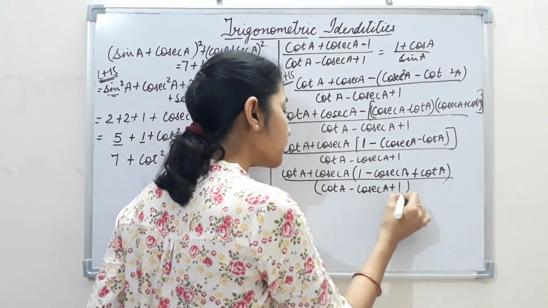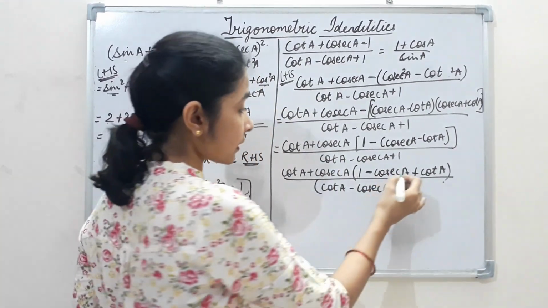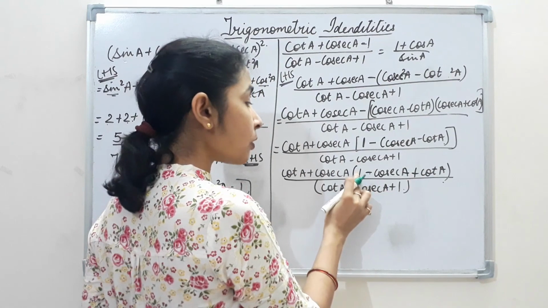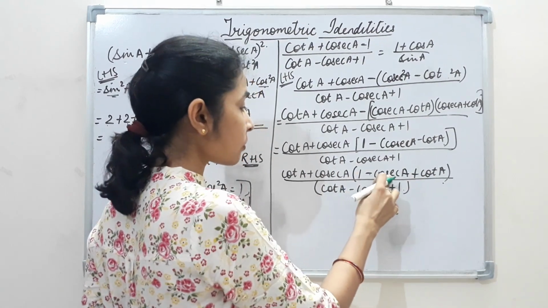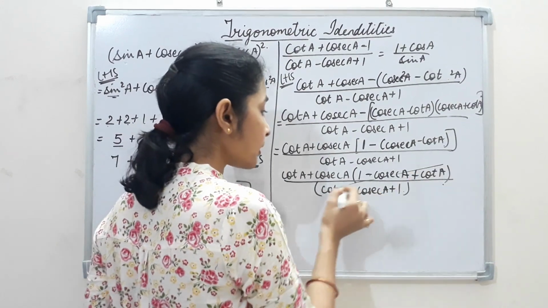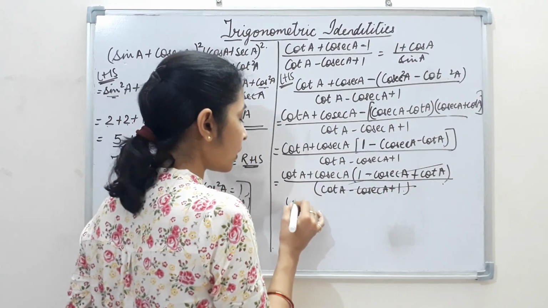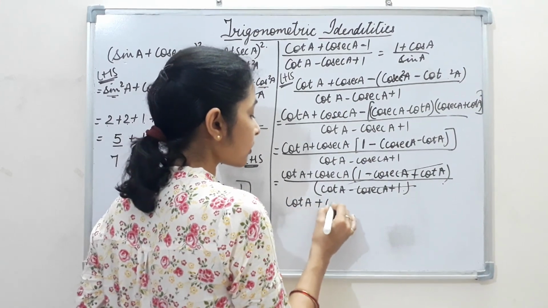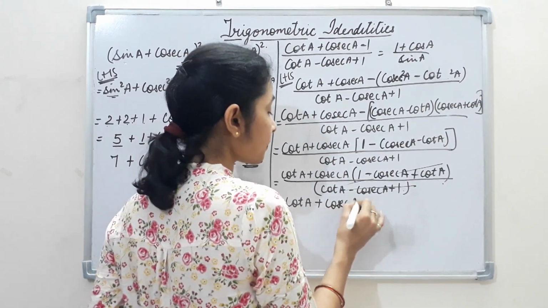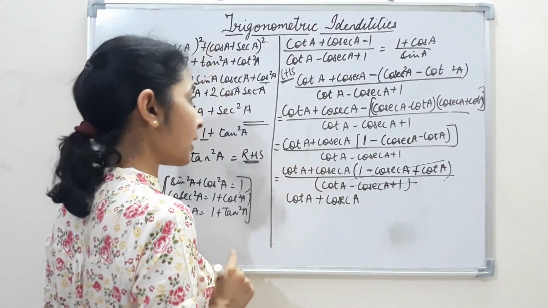Now if we observe the denominator and this bracket, then all the terms are the same along with the sign. Just see, 1, positive 1, minus cosec A, minus cosec A, plus cot A, plus cot A. So all these are the same, so we can cancel these two terms. Now we are left with only cot A plus cosec A. But this is not what we are supposed to prove. We are supposed to prove that it equals 1 plus cos A upon sin A.